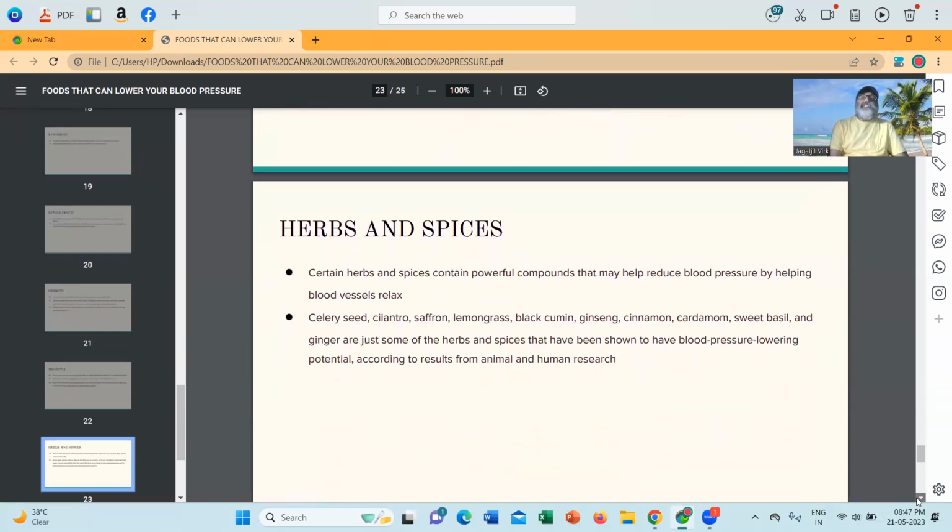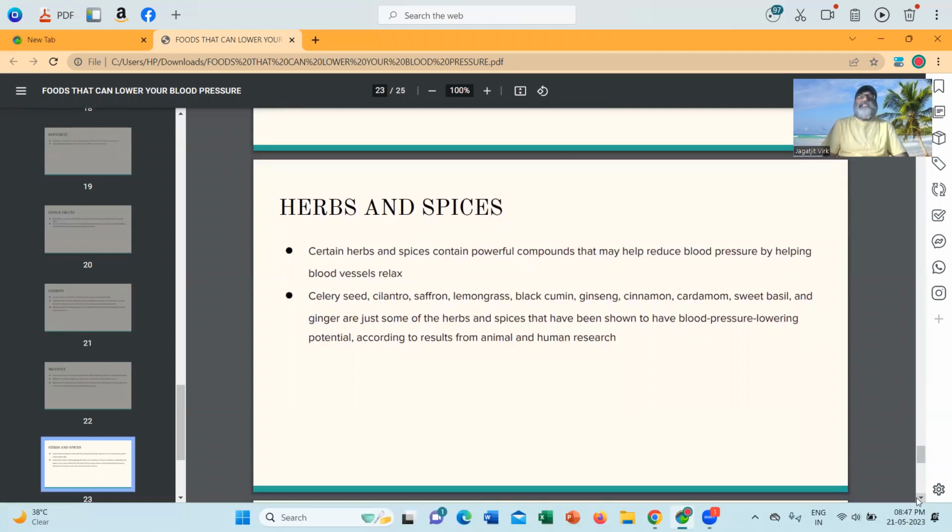Herbs and spices. Certain herbs and spices contain powerful compounds that may help reduce blood pressure by helping blood vessels relax. Celery seeds, cilantro, saffron, lemongrass, black cumin, ginseng, cinnamon, cardamom, sweet basil, and ginger are just some of the herbs and spices that have been shown to have blood pressure lowering potential, according to results from animal and human research.